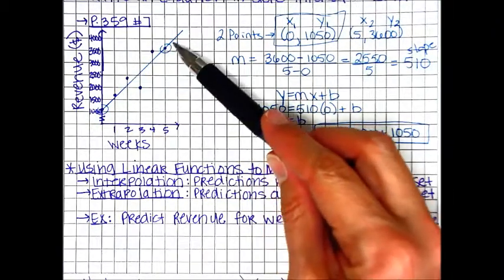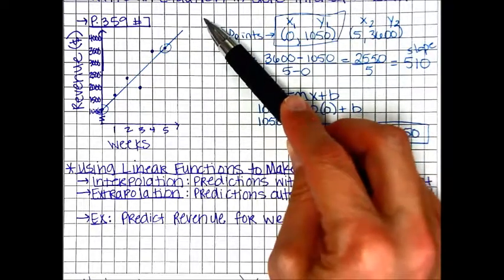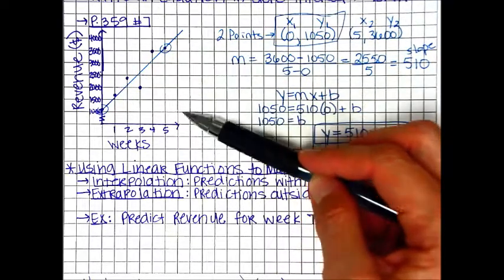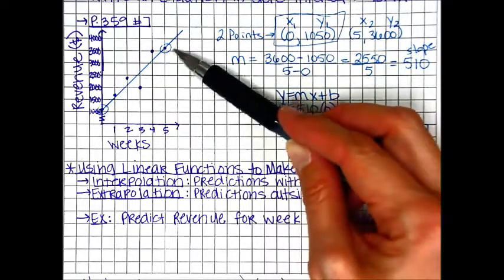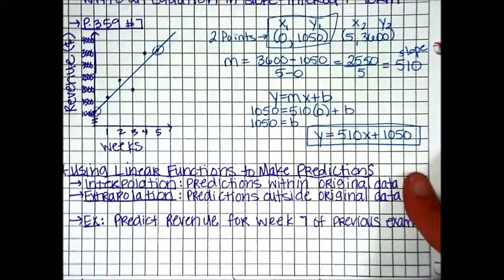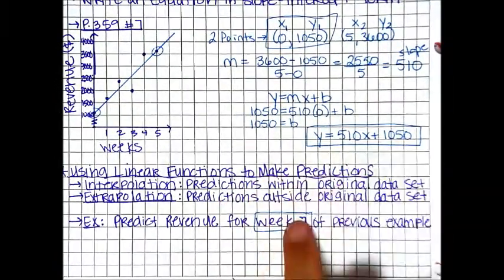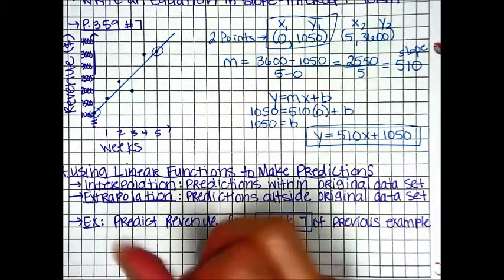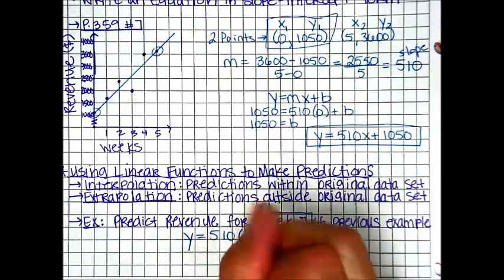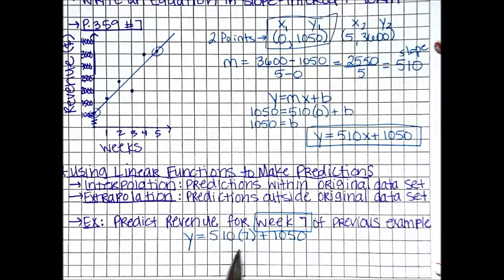Well, since this line kind of follows this continuous path, we're not going to be able to hit it right on the dot and know exactly what's going to happen in week 7 because we can't plan the future out exactly. But we can make a really good prediction that if we followed this line up to week 7, it would be a good rough estimate of what we could expect in week 7. So what you would do there is you would use week 7 and plug it into the equation you wrote. So you would do y equals 510, and then you would plug in a 7 for x, plus 1050, and then you would just work that out.